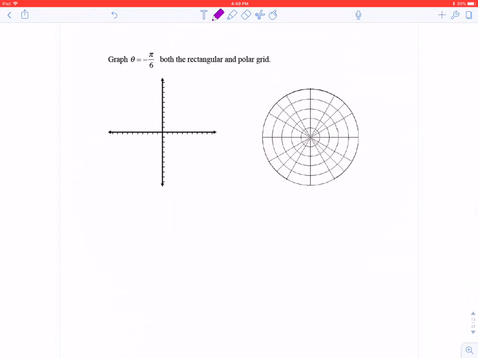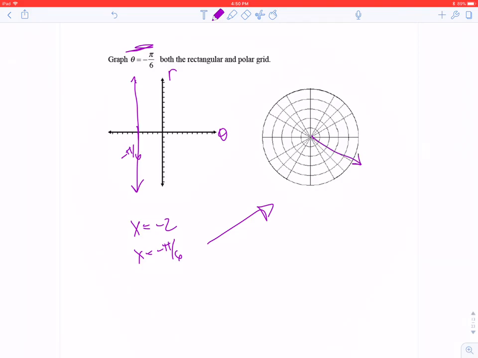Compare that with theta is negative pi over 6. You've got the theta axis and the r axis. This says no matter what, theta must be negative pi over 6. So wherever you want to put negative pi over 6, theta is always that. It's kind of like x equals negative 2 or x equals negative pi over 6. It's a vertical line. On the polar graph, r can be anything, and theta is always negative pi over 6.